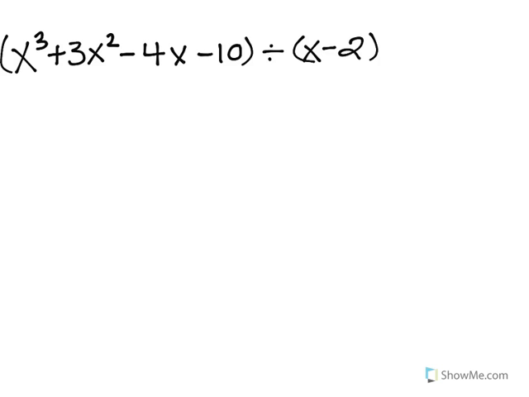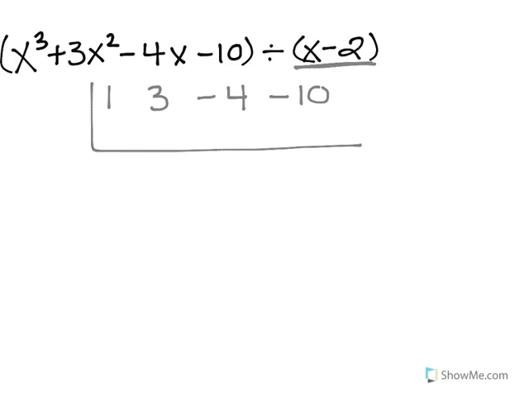This is our last example. Feel free to pause and try this one on your own, but I'm going to walk through it right now. I don't need any placeholders. My dividend goes 3, 2, 1, 0. And I know I can use synthetic because a is 1. So I'm going to begin bringing down my coefficients. 1, 3, negative 4, negative 10. And we're going to use positive 2.